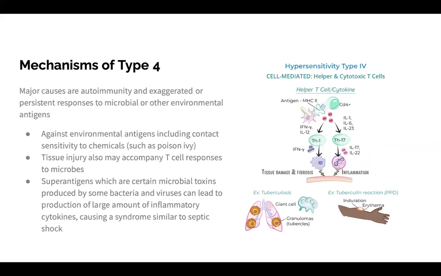And the last one, mechanisms of type 4. Major causes are autoimmunity and exaggerated or persistent responses to microbial or other environmental antigens, including contact sensitivity to chemicals such as poison ivy. Tissue injuries also may accompany T cell responses to microbes. Superantigens, which are certain microbial toxins produced by some bacteria and viruses, can lead to the production of large amounts of inflammatory cytokines, causing a syndrome similar to septic shock.